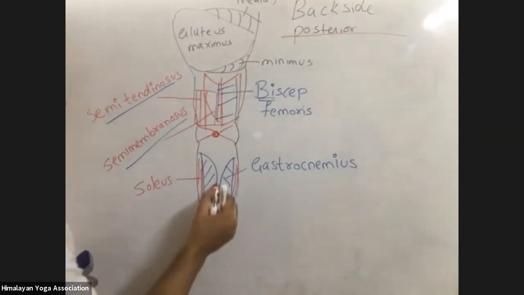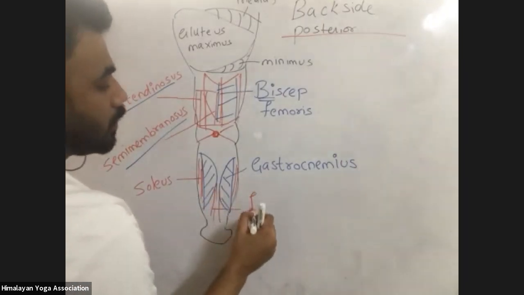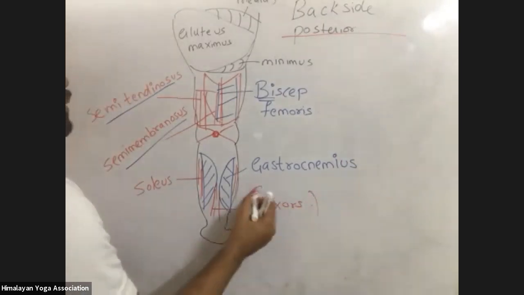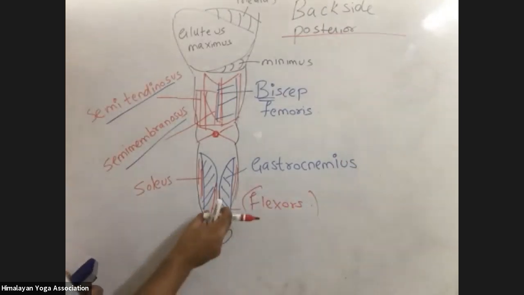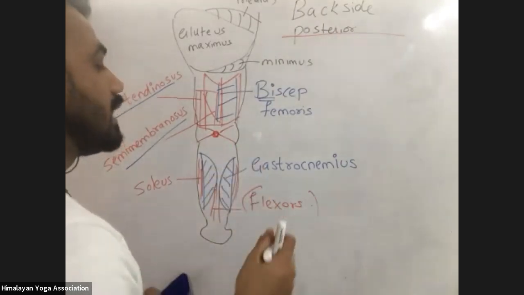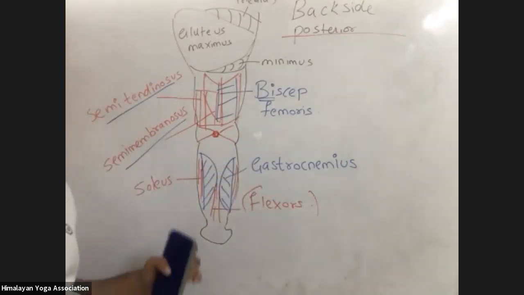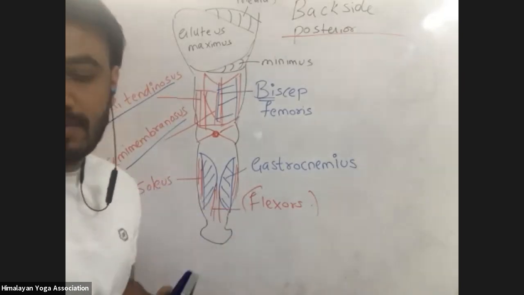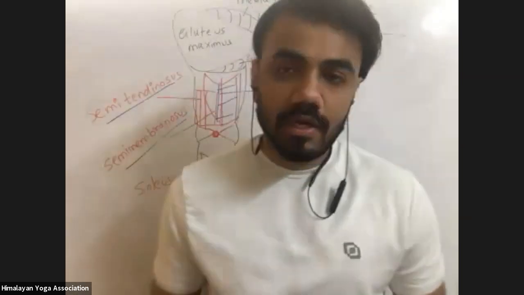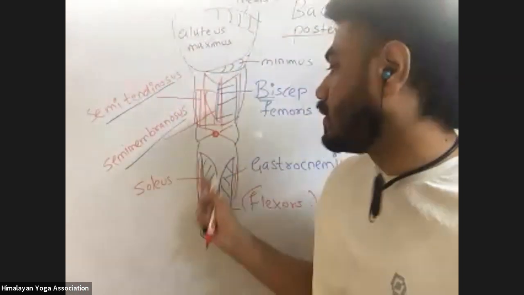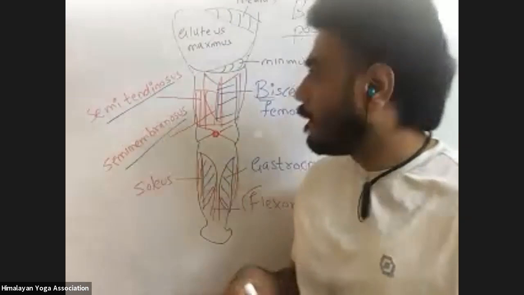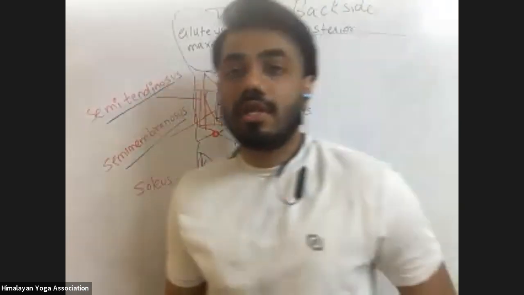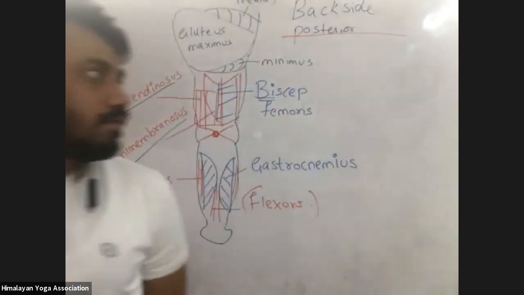Apart from this, you will also have the flexor group of muscles, to make the movement of the foot. For the plantar flexion and dorsiflexion of the foot, you will have the flexor muscles as well here. The fibula is connected to the tibia, the bones in our lower leg. This is in general the posterior view of our leg.